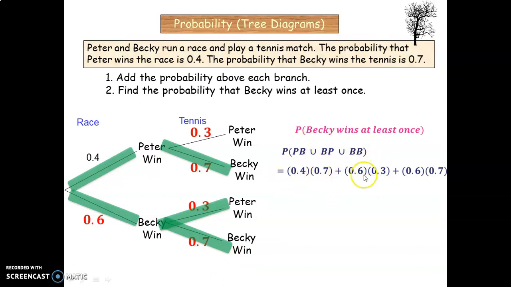Here's the first path, here's the second, here's the third, and hopefully you made the mental jump to recognize we're going to add those because we want to know the probability of that path, or the probability of that one, or the probability of that one. So we just add all those probabilities to get a total. So here's each path, and here's the total. So the chance that Becky will win at least once is 0.88. There's a very high probability.